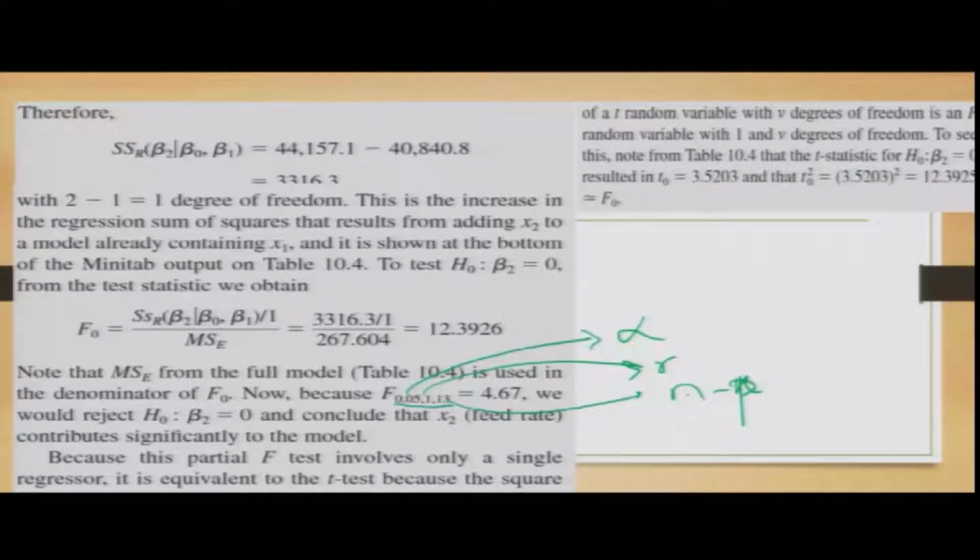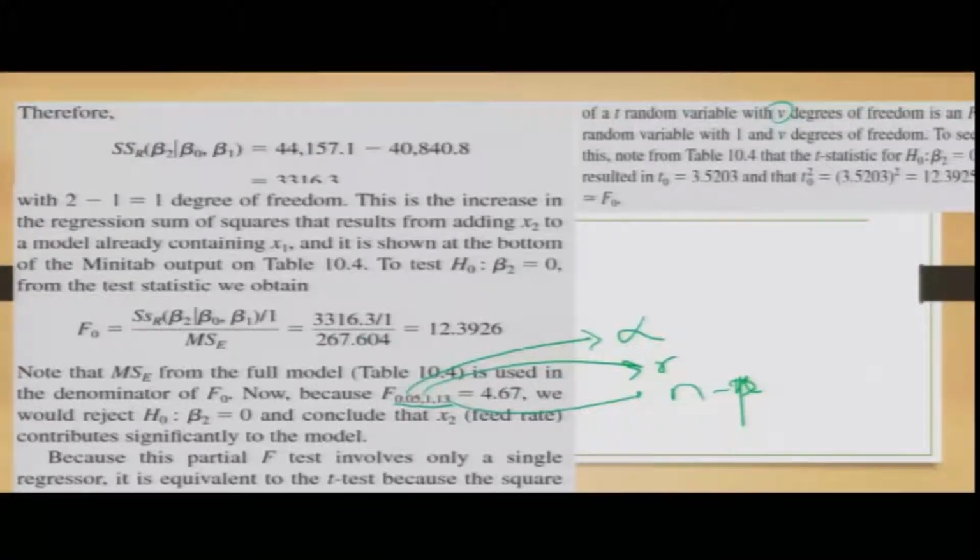Consider p. P is basically k plus 1 or k, depending on how you have mentioned it in the model. Because this partial F test involves only a single regressor, it is equivalent to the t test, because the square of a t random variable with v degrees of freedom is an F random variable with 1 and v degrees of freedom. So, here 1 is r and n minus k is v.